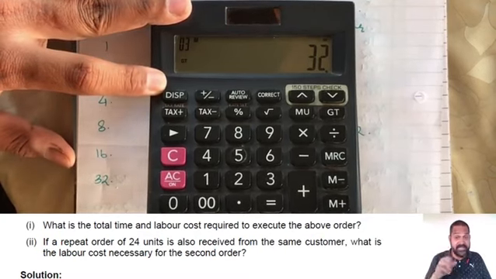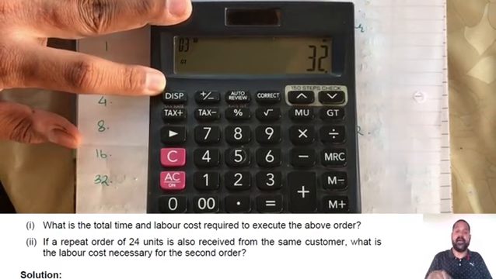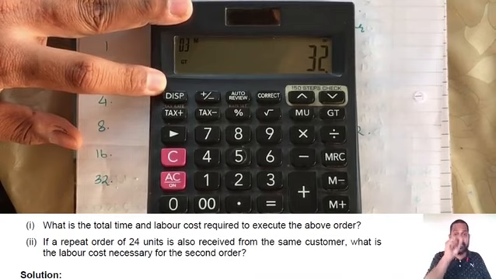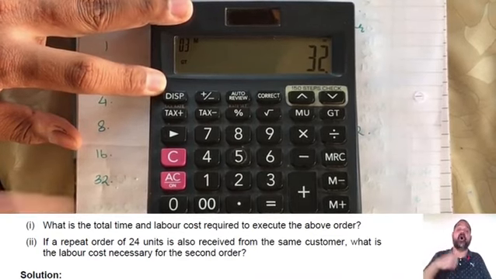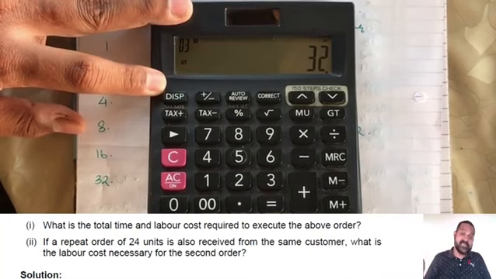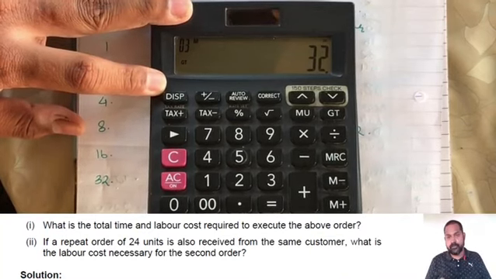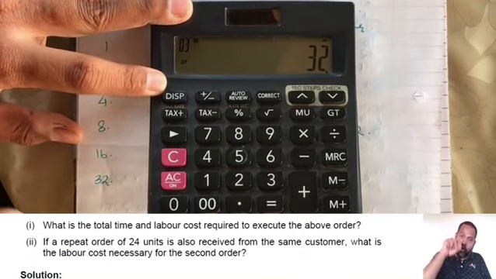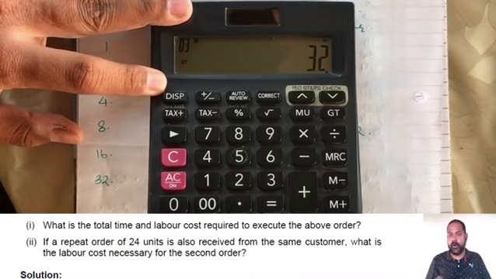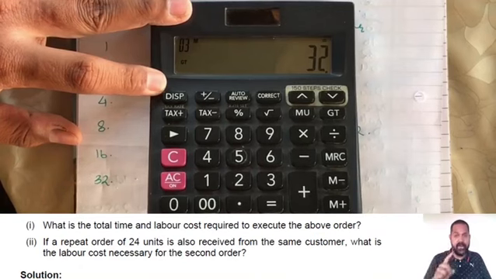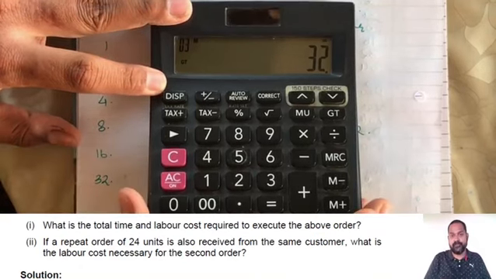So you see how they've disguised the question into making you think, oh, this question I can't do. Where are the keywords? The keywords are: a repeat order of 24 units is received. This will tell you it is from the same customer. This will tell you that after it you are making 24 of the same product. You are not making a new product. If it was a new product, new learning would begin and a new total cost would be applied. Here it is going to continue.